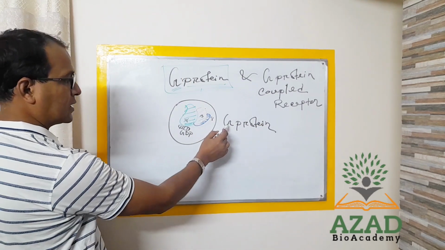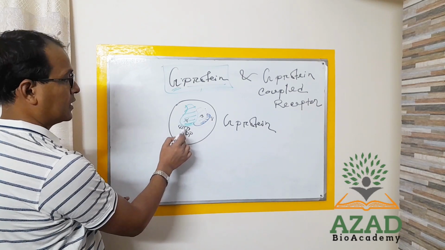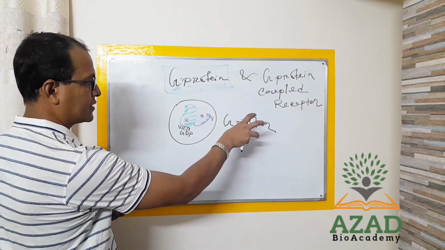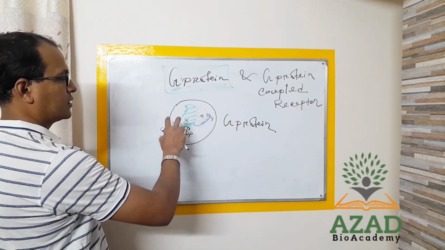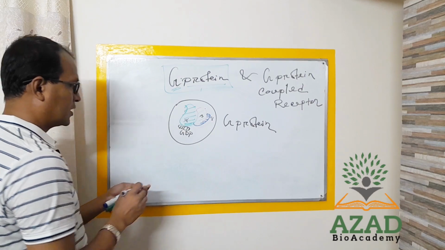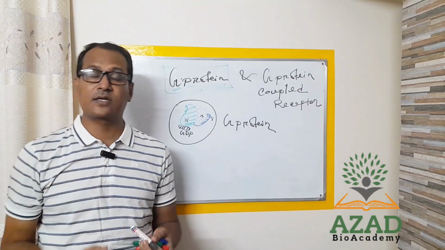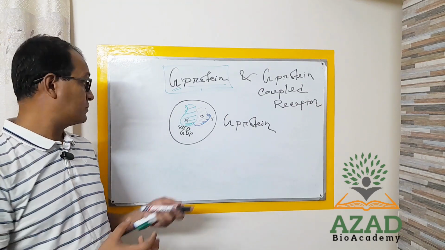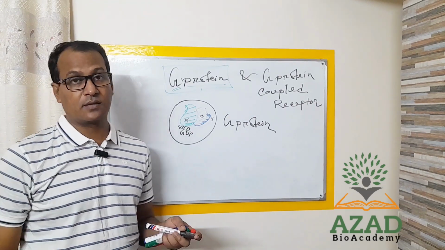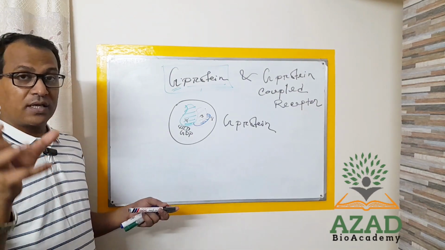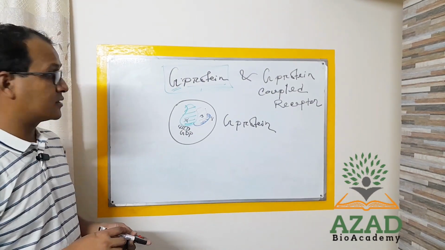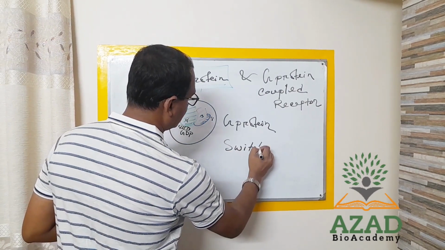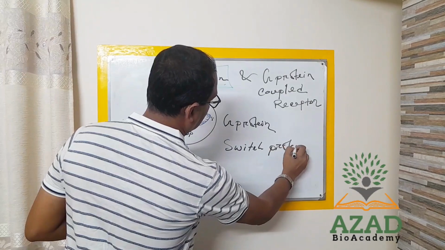G from GDP, and this is the protein. Protein with 1, 2, 3 subunits, that is the hetero, and 1, 2, 3, so trimer, a heterotrimer protein. So G protein is one type of heterotrimer protein, which is attached initially in inactive form with GDP. This G protein is considered a switch protein within the cell.